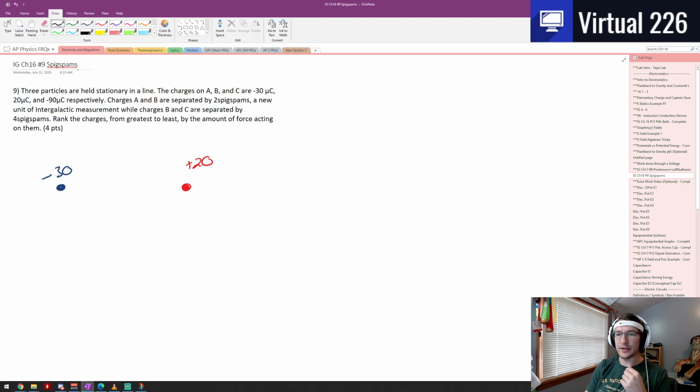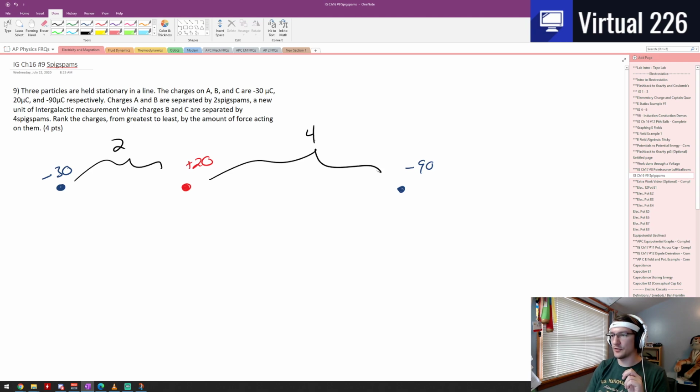But A and B are separated by 2 Spigspams, which is some made-up unit of the Intergalactic. And charge C is actually about this far away. Maybe that's exaggerated, but it's negative 90 microcoulombs, because this separation is 4 Spigspams. So the question is, rank the charges from greatest to least by the amount of force acting on them.